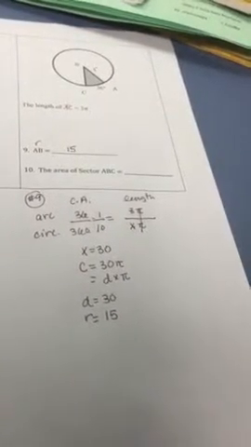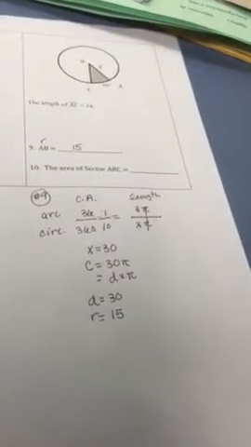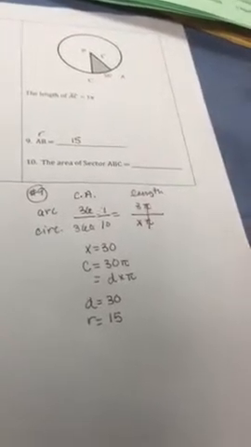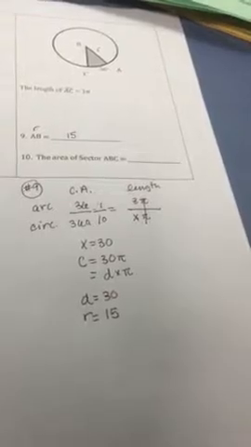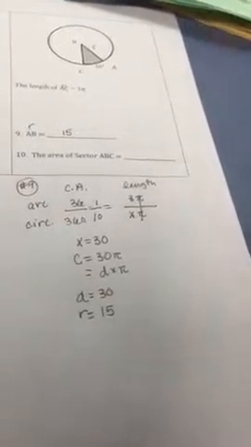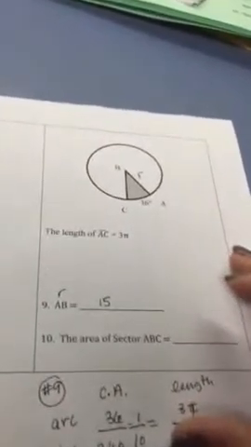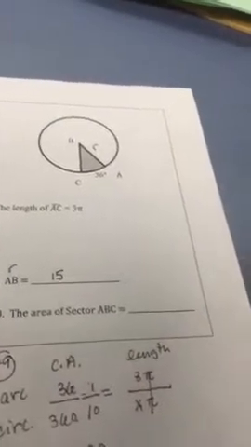So in question 10, we're now asked to find the area of the sector ABC. So what is this area? Again, that's really not too difficult. We are going to use a proportion to solve that. I'm going to move my paper up to the top of my paper where it's blank.